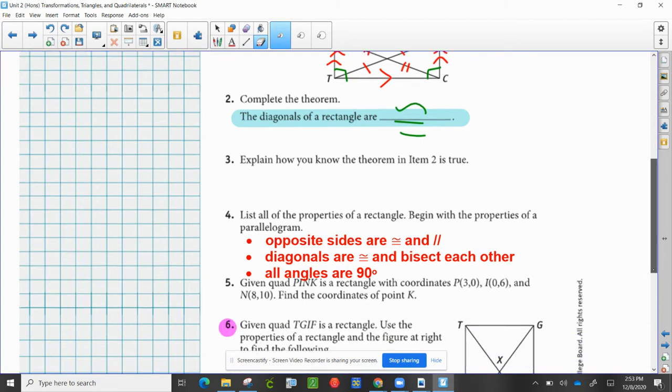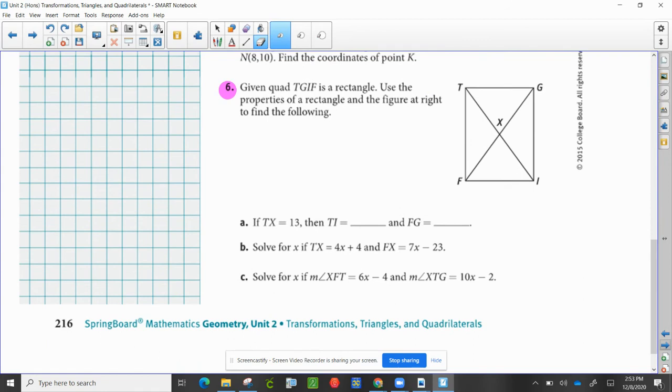So let's do a couple problems with some rectangle properties. So number 6. Given this quadrilateral TGIF, and they're telling us this is a rectangle. So use the properties to find the following. In this first one, they gave us TX. They say that TX is 13. We need to find what TI is. We need to find the length of that entire diagonal. Well, the diagonals bisect each other. So if TX is 13, so is XI. So if I add those up, I'll get the length of the entire segment. So 13 plus 13 is 26.